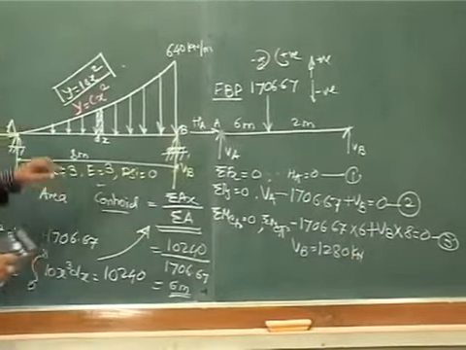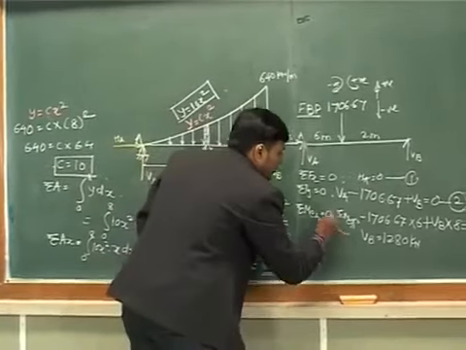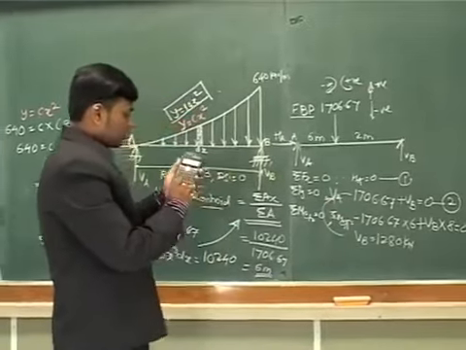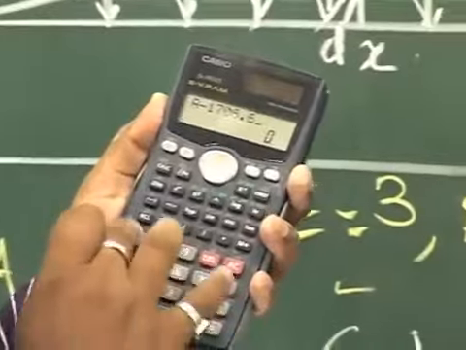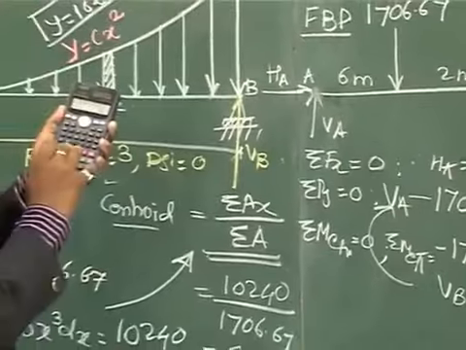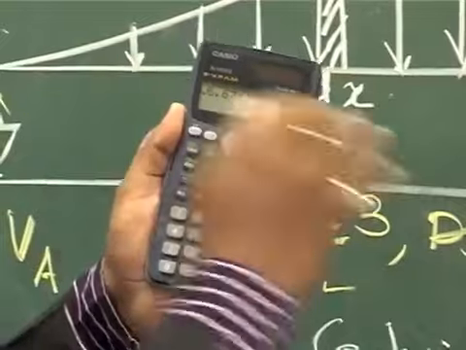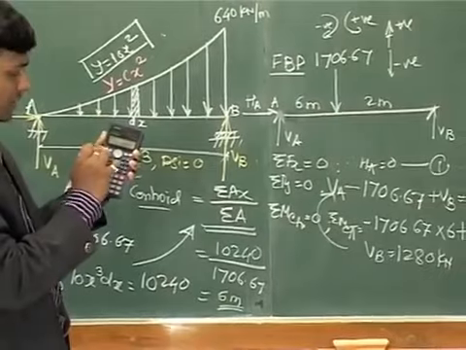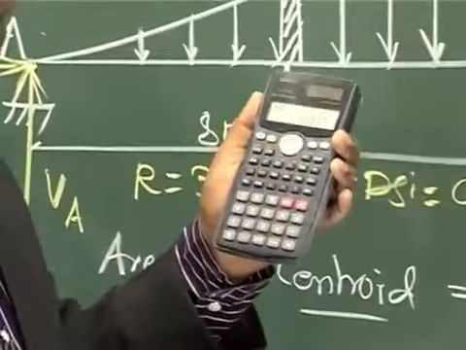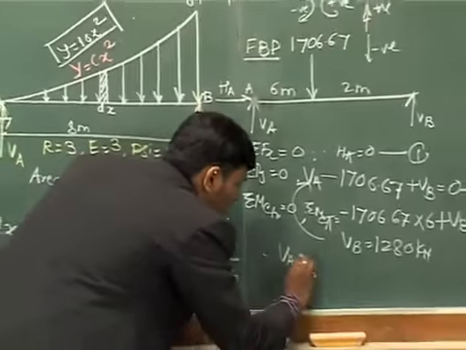But in the question we are asked what is the vertical reaction at A. So for the vertical reaction at A, we have to just substitute back in the second equation. So your equation will be Va minus 1706.67 plus the answer, which is Vb, 1280, equal to 0. Now your equation is ready, where you have only one unknown, which is Va. So shift calc first, again shift calc. It will directly give the answer, which is 426.67.